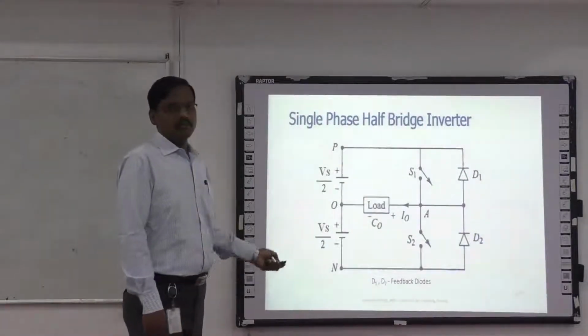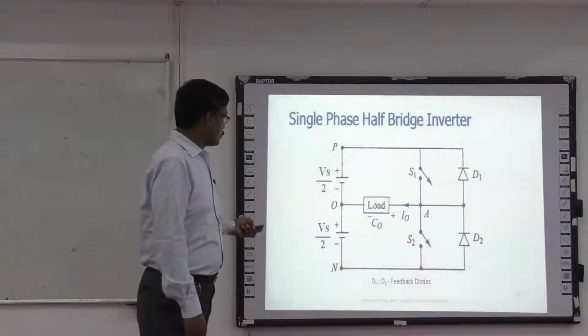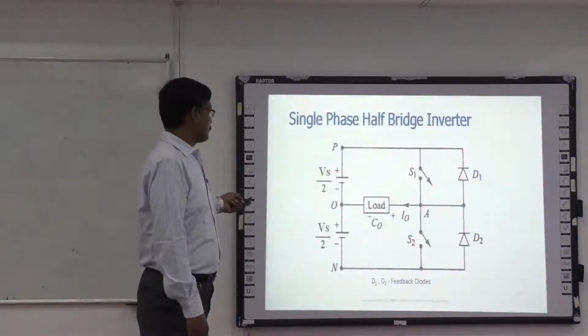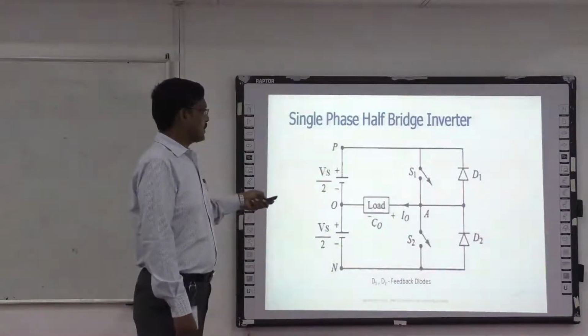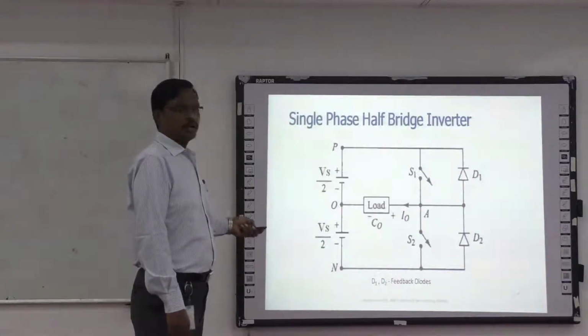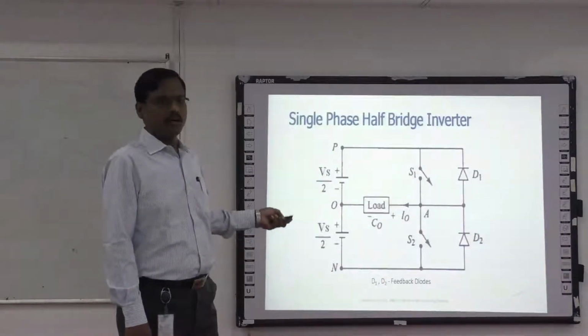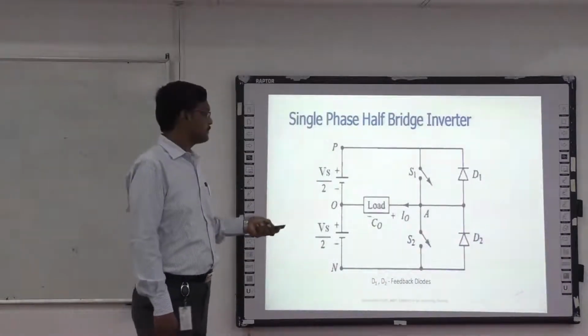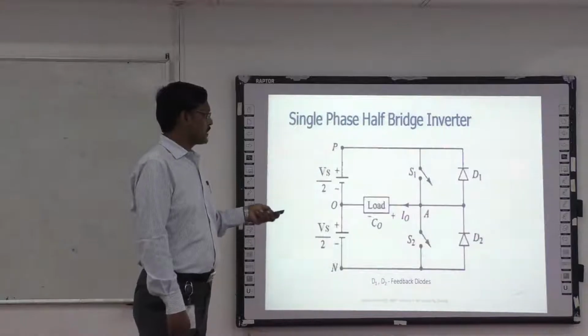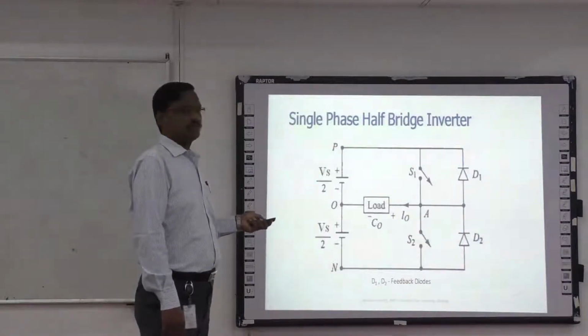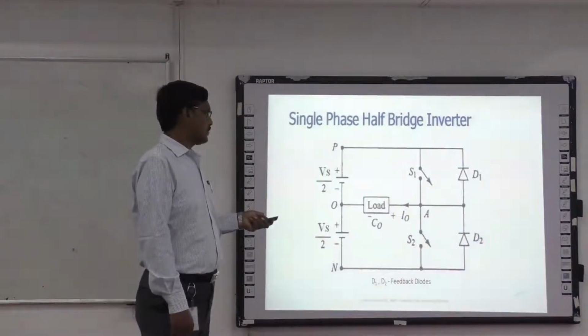In this single phase half bridge inverter, we have two DC sources, Vs by 2 and Vs by 2, and similarly we have two main switches, that is power switches S1 and S2. As I already told you, these power switches may be BJT or MOSFET or IGBT. And we have two diodes which are connected anti-parallel with the power switches. These diodes are called feedback diodes.